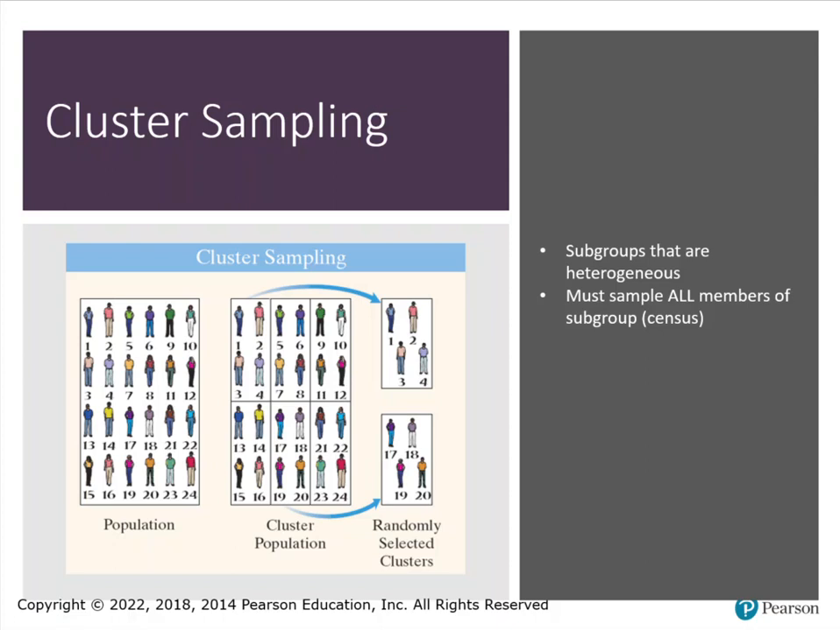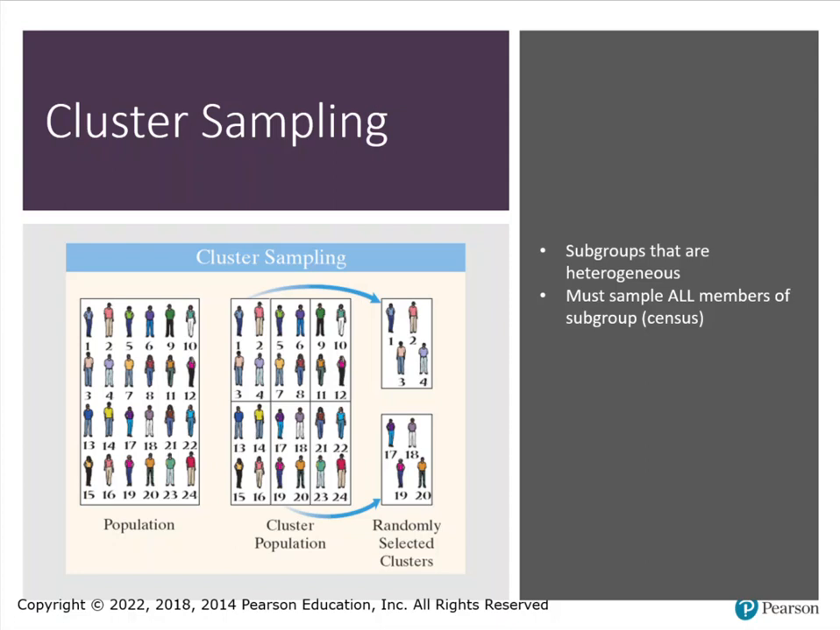And from my heterogeneous subgroups, I'm going to randomly select which group to talk to, and then I talk to everybody in that group. So you'll see here from the illustration, my population is 24 people. I divided these 24 people up into 6 groups of 4. I randomly choose 2 groups out of the 6, and then I talk to all members of those 2 groups.